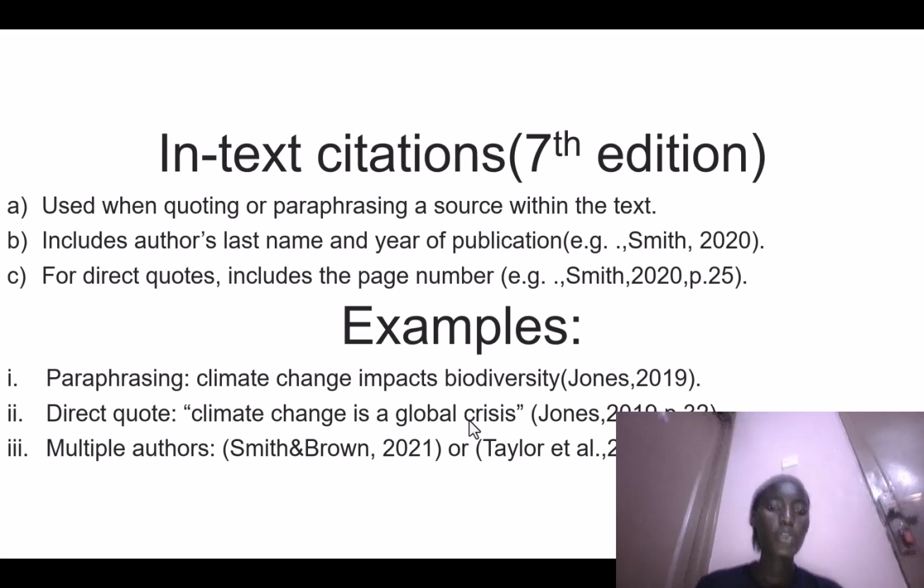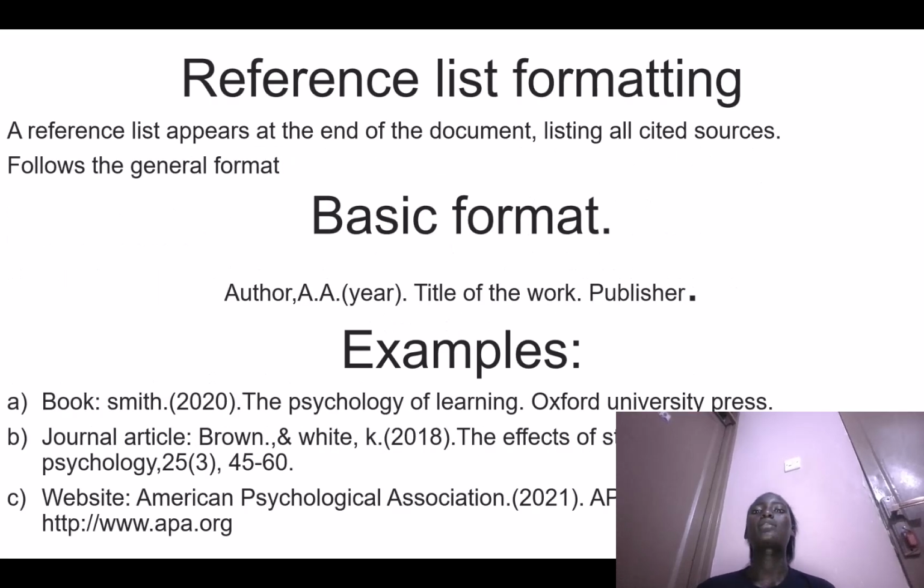And when we have multiple authors, how do we do it? Two, three, and above. So here we have (Smith & Brown, 2021), all in brackets. Then you have (Taylor et al., 2020). So this is the best way to credit authors in case there is more than one author talking about the same thing. So that is mainly about the in-text citations.